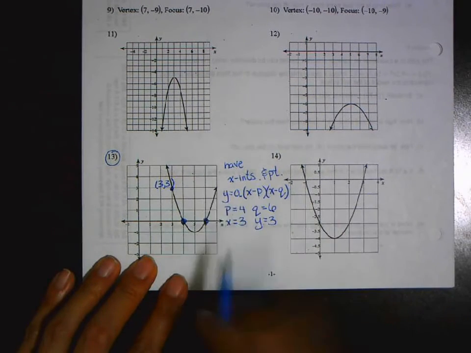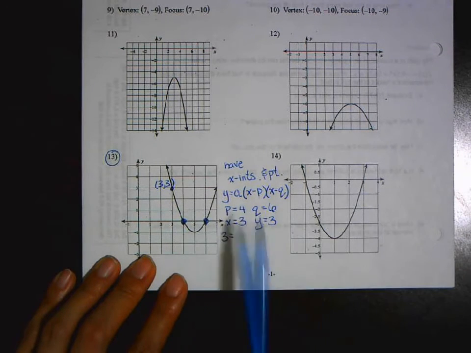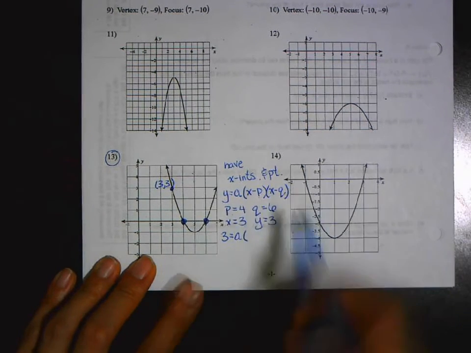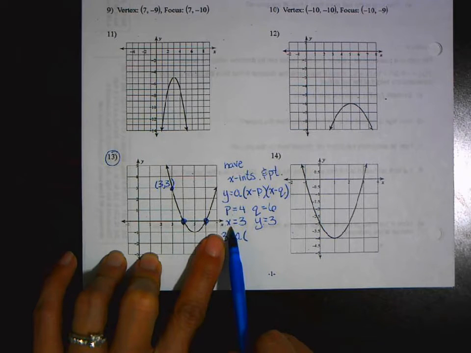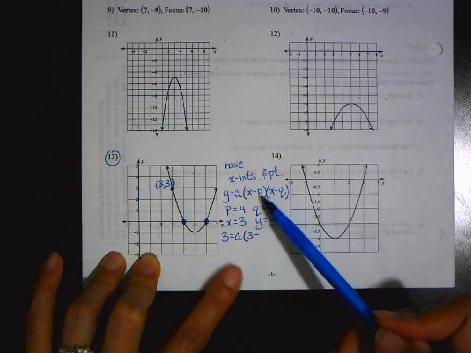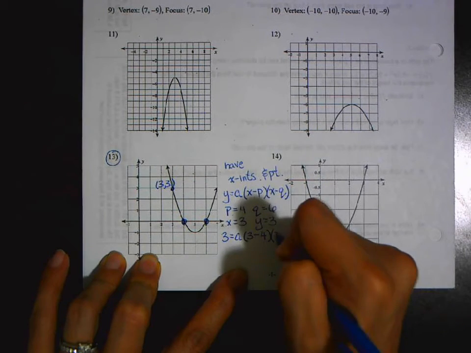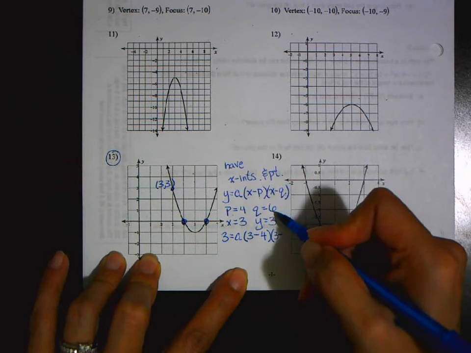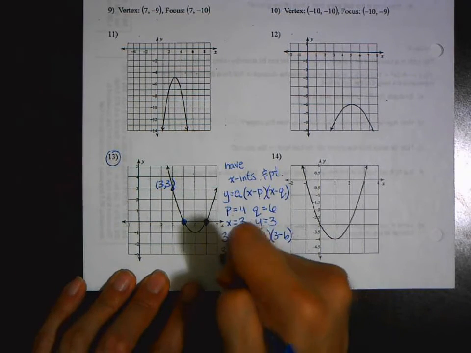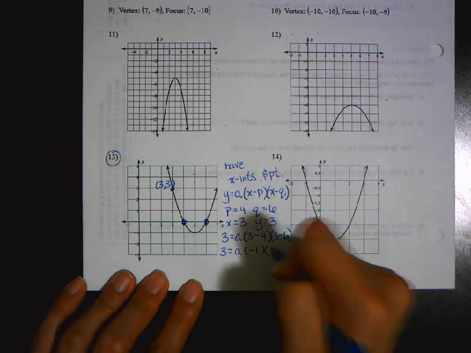So y right there, y is equal to 3. So I would write 3 equals. I don't know what a is because there's no a in here, so I'm going to write a times, I do know x. There is an x right here. So anytime I see x, it's equal to 3. So it'll be 3 minus, my p is one of my 0s, which is 4. So 3 minus 4 times x again is 3 minus, my q is the other 0, which is my 6. 3 minus 6. And then now working it out, 3 equals a times negative 1 times negative 3.